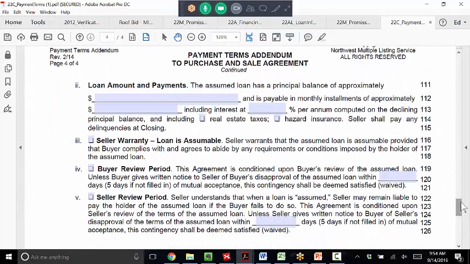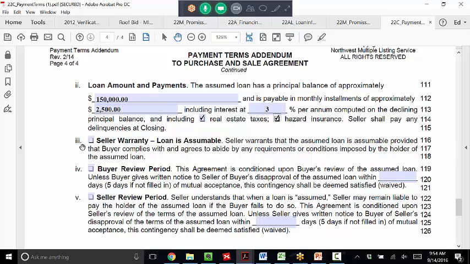Paragraph 2, loan amount and payments. The assumed loan has a principal balance of approximately, we decided 150, and is payable in monthly installments of approximately, including principal and interest at, computed on the declining principal balance and including real estate taxes and insurance. Seller shall pay any delinquencies at closing, right? This stuff is easy to fill out because you now have a specific client in front of you. You're saying, hey, we got to fill this out to reflect whatever lien you have against your house.